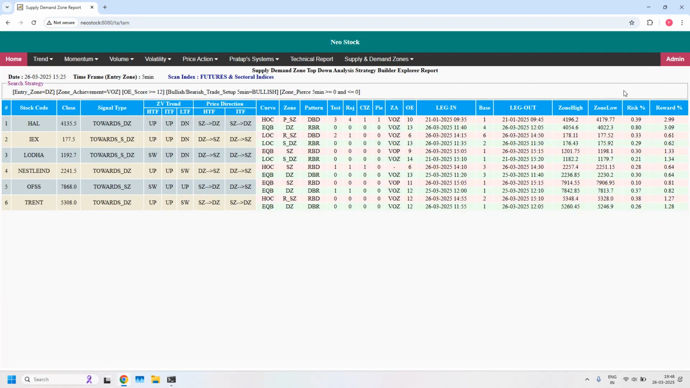With these filters, we got 6 stocks supporting the bullish trade setup for hourly income trade. And all these entry time frame zones are 5 minutes demand zones. Out of these 6 stocks, how many have ITF demand zone confluence? Let's verify.